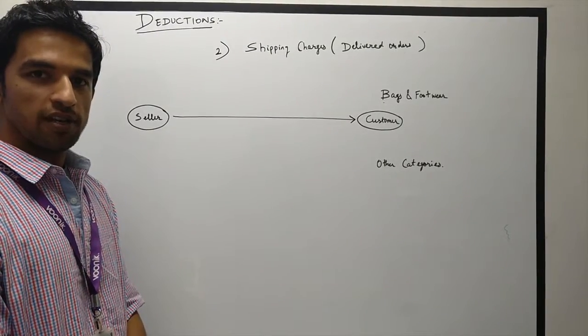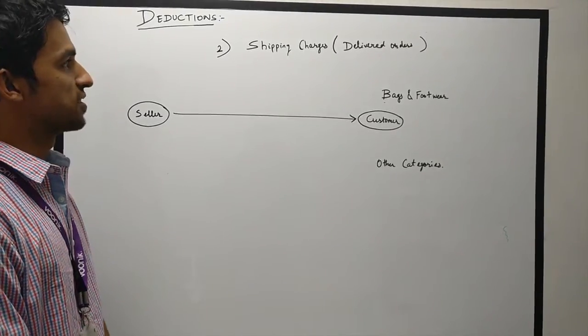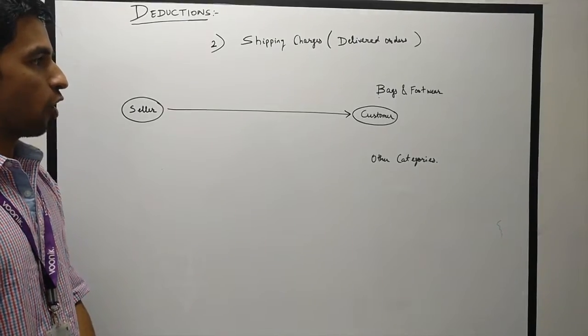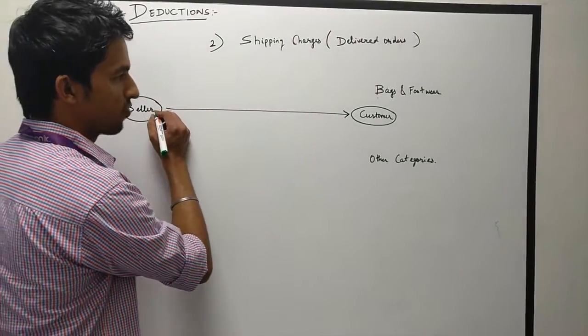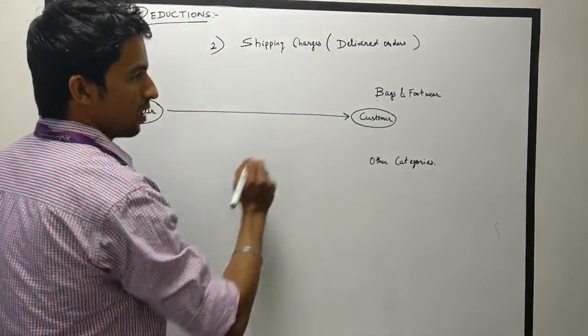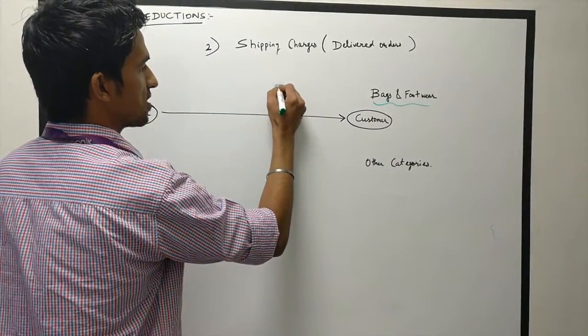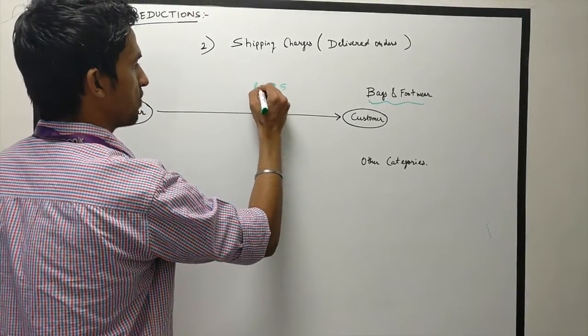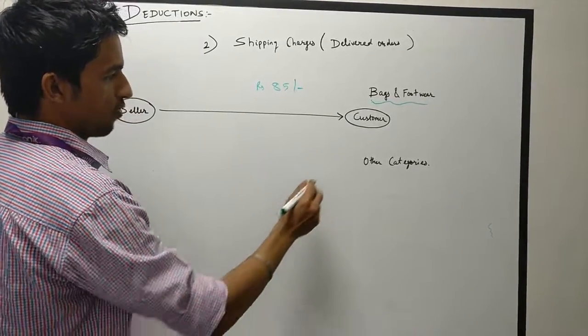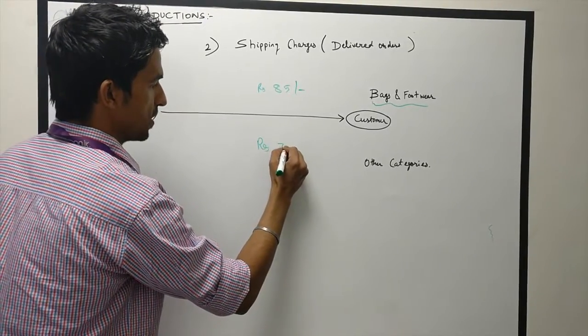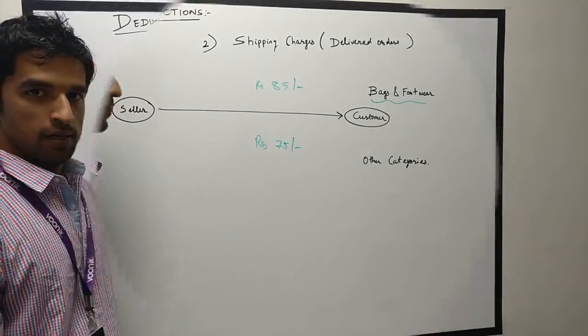So let's move on to the next topic, which is shipping charges for the delivered orders. A forward delivered order is an order that is delivered from a seller to a customer. For bags and footwear category, shipping charges are rupees 85, and for other categories, forward shipping charges are rupees 75.